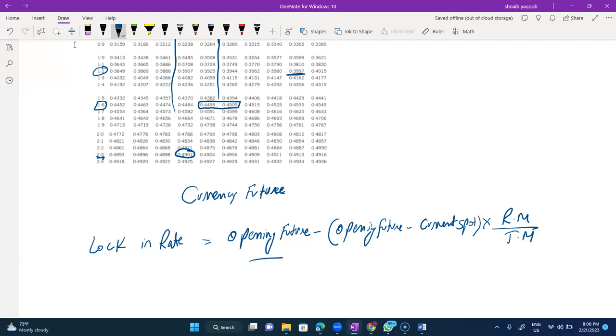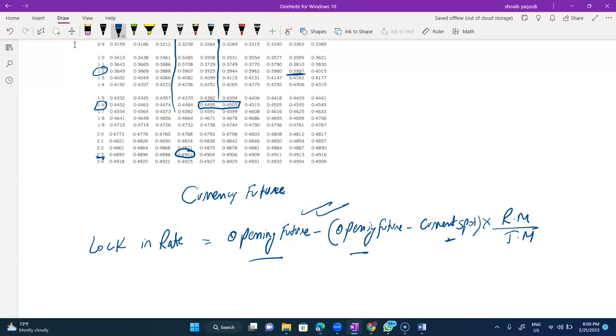Formula is opening future. Opening future is that rate which you have selected in step number 2 or 3. Minus, it will remain minus, whatever the case. Whether the trend is increasing or decreasing, it will remain minus. Current spot: if you are the exporter, current spot will be different; if it is a case of importer, current spot will be different. Into remaining months divided by total months.